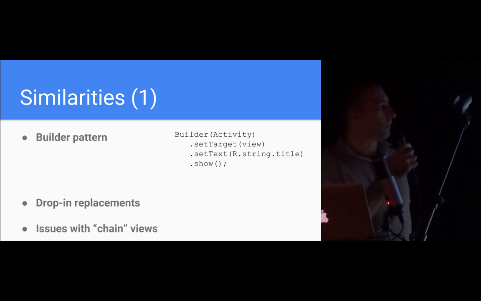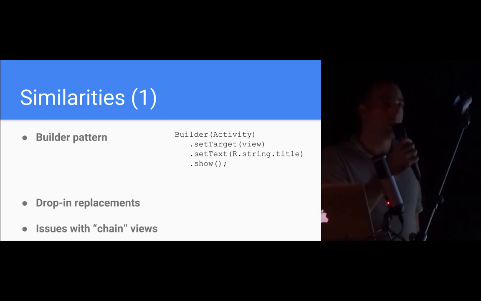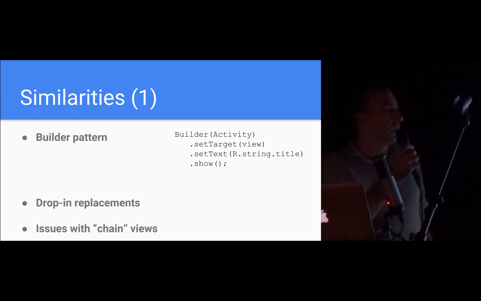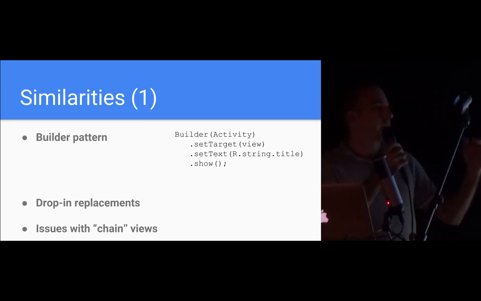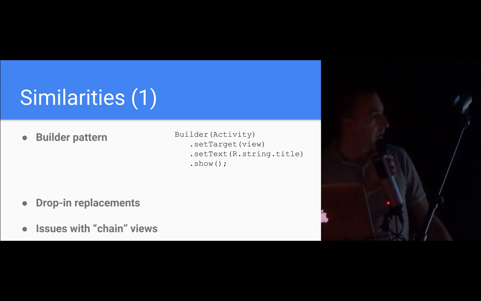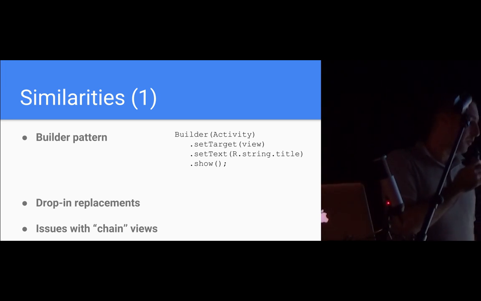I just want to say there's a lot of similarities between them. It feels like they were copying each other, and it kind of helps you, because if you don't like one, you can almost drop-in replace it with another library, and you're good to go. They all have this builder pattern, right, which is very familiar if you're building dialogues, where you can just set the main stuff like a target and text, and then just show. There are other ones in the builders that I'll go into deeper on each of the libraries, and then all of them have something broken with the chain views.